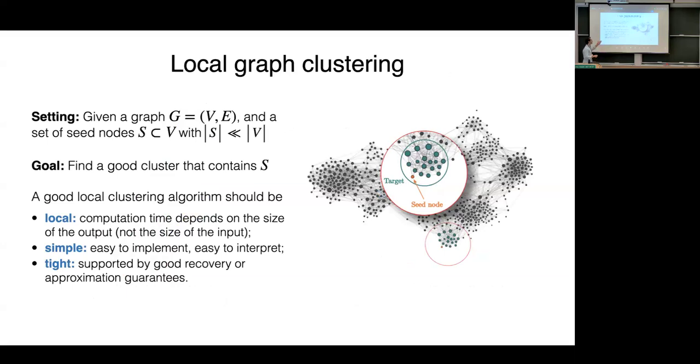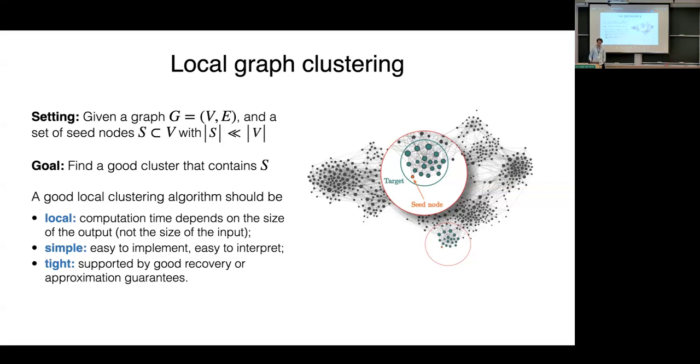If we're formalizing this goal a little better, we'll assume to have been given a graph, a set of vertices and edges, and a set of seed nodes. It's going to be a strict subset of the set of vertices, and it's going to be much smaller than the overall number of nodes. Typically, we're talking about very large-scale graphs, and we're only given a very small number of seed nodes. So our goal is to find this good cluster that contains S, and for that, we need a very good local clustering algorithm.